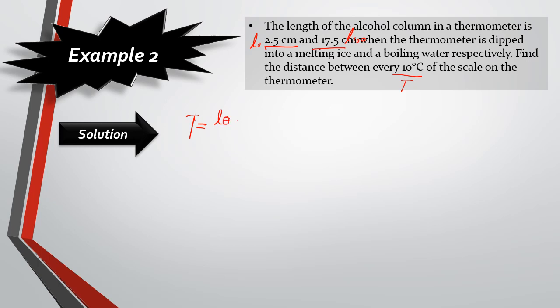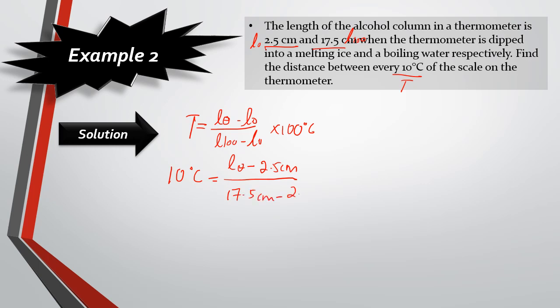L theta minus L0 over L100 minus L0 times 100 degrees Celsius. So just substitute the information. 10 degrees Celsius equals L theta, that we want to find out at the end of the solution. And then we have 2.5 centimeter over 17.5 centimeter minus 2.5 centimeter times 100 degrees Celsius. So bring this to the left side.